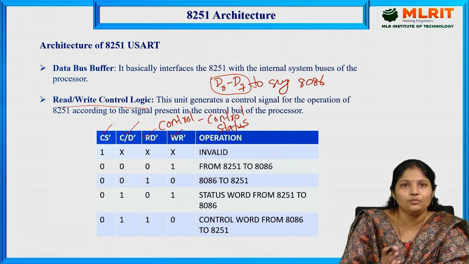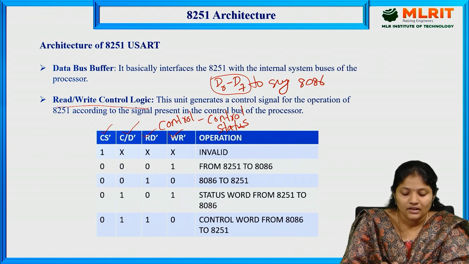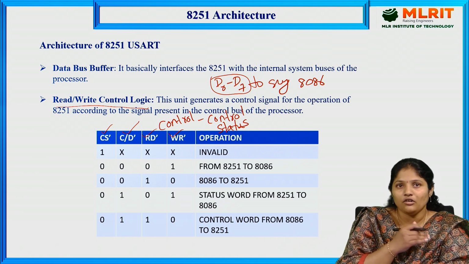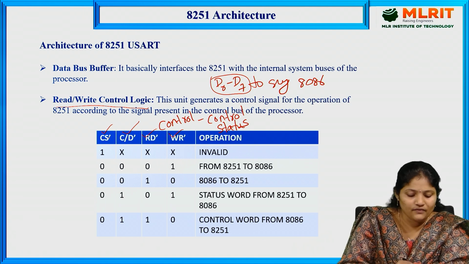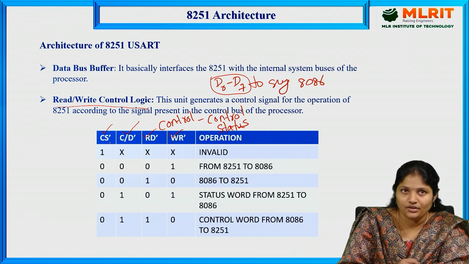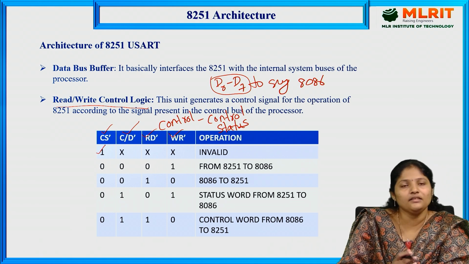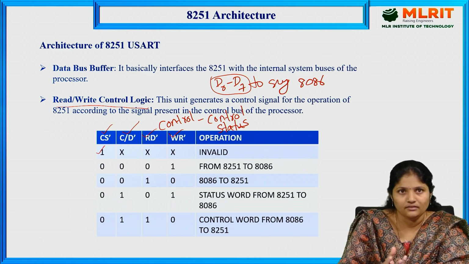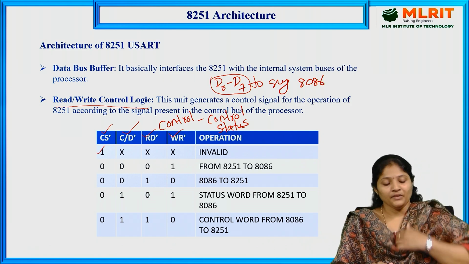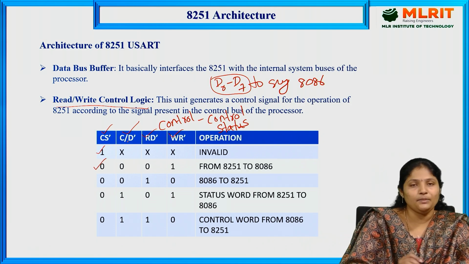Read means input is coming from the peripheral devices to the 8086 microprocessor. Write operation means the output is going from the 8086 to the other peripheral devices. So the chip select is a negative logic pin, as we are seeing here. If it is 1, then the 8251 will be in the off condition. There is nothing, the data will not be sent here and there. If the chip select is 0, then it totally depends upon the C by D bar.